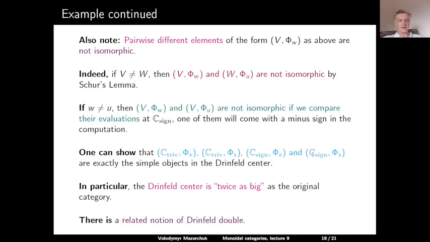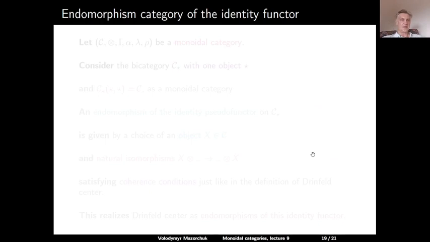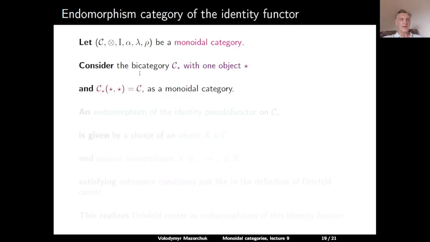And to explain this, I just mentioned that there is a notion of a Drinfeld double related to the whole story. Finally, let us discuss how we can think of Drinfeld center in terms of the endomorphism category of the identity functor. Let C be a monoidal category. Consider the bicategory C star with one object star, and such that the endomorphism monoidal category of this object is equal to C as a monoidal category.